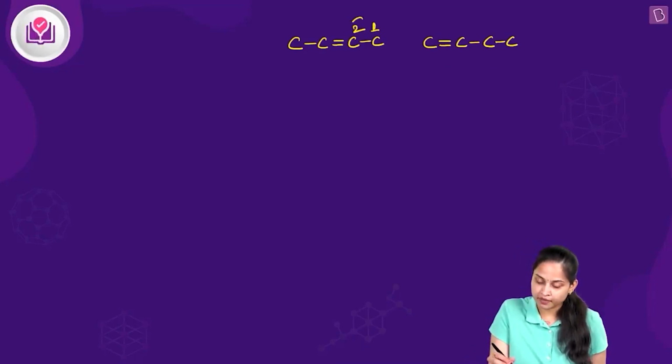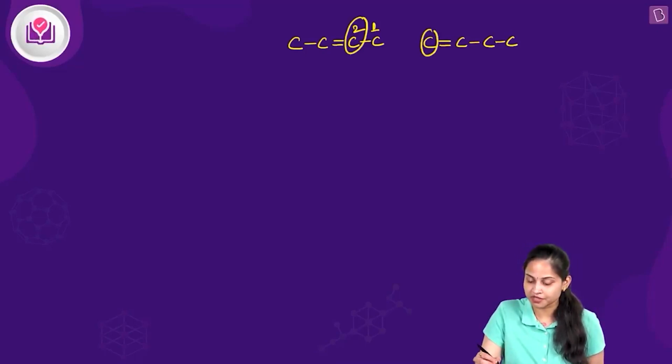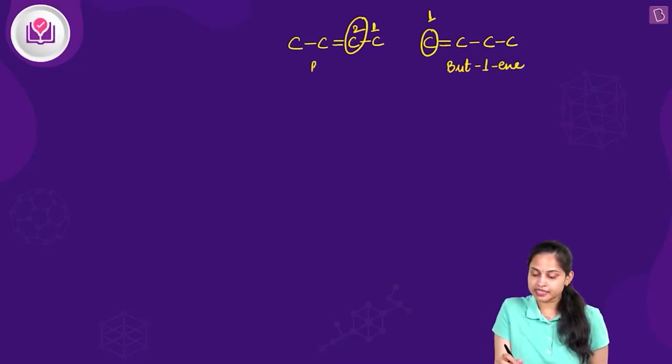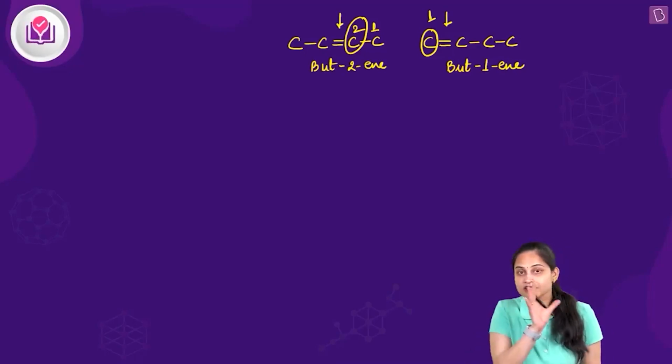So over here the double bond is present at the second position, and over here the double bond is present at the first position. This is but-1-ene, and this is but-2-ene. So there is a difference in the position of the multiple bond, the double bond, having the same carbon chain length. So it will be exhibiting positional isomerism.